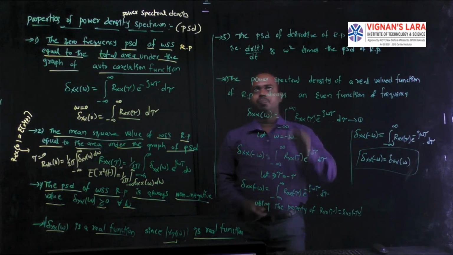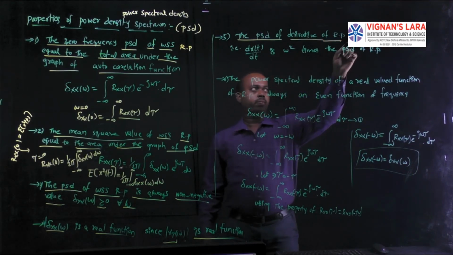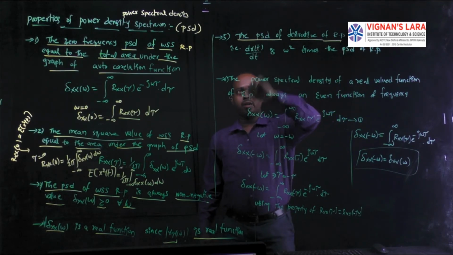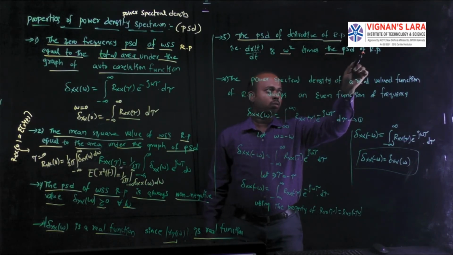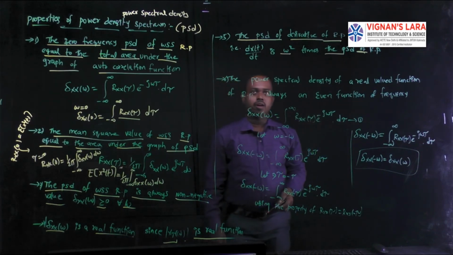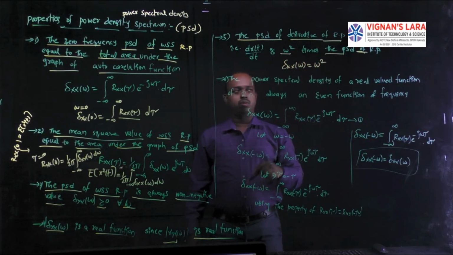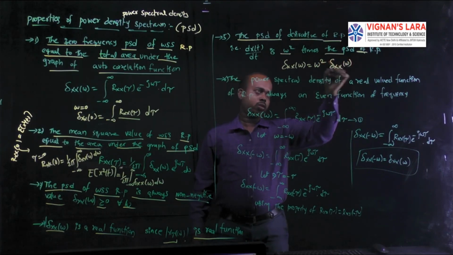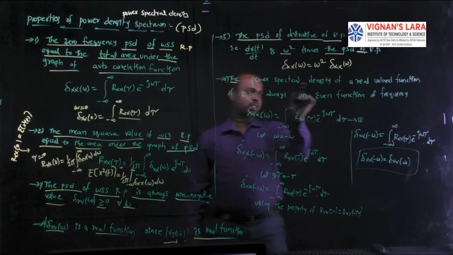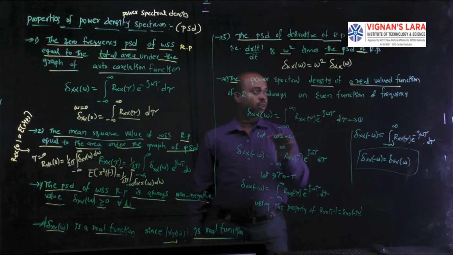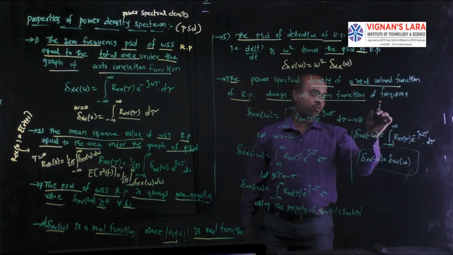Coming to the next property: the power spectral density of the derivative of the random process X(t), that is d by dt of X(t), is omega square times the power spectral density of the random process. How to write it: S_X(omega) is equal to omega square times its power spectral density. Coming to the last property. The last property is that the power spectral density of a real-valued random process is always an even function of frequency.